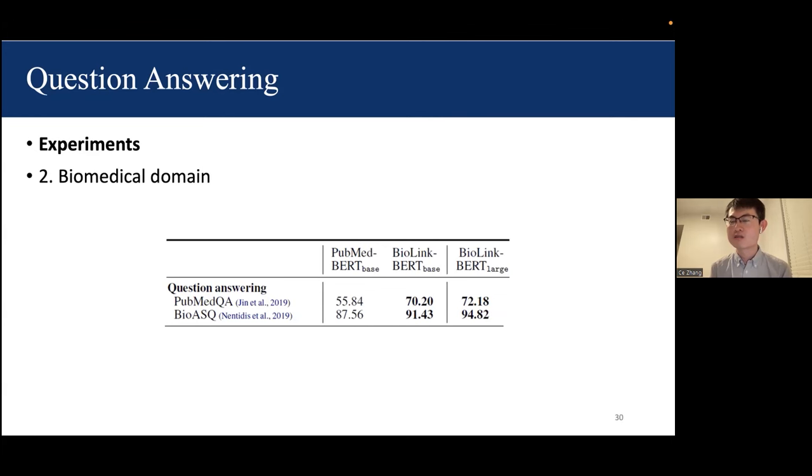If we compare the second column with the third column, we discover that the third column uses large BERT instead of the base BERT. That means large BERT has more parameters so that it can memorize more knowledge and information so that it can better answer the question.